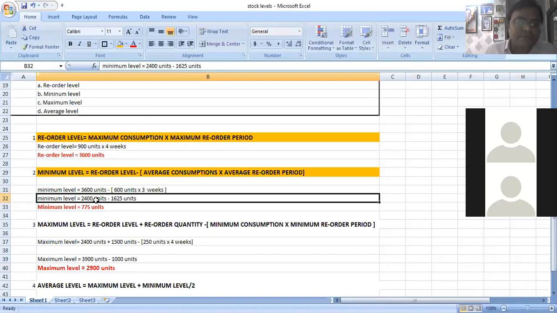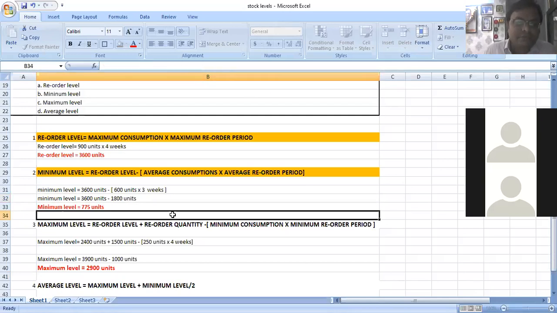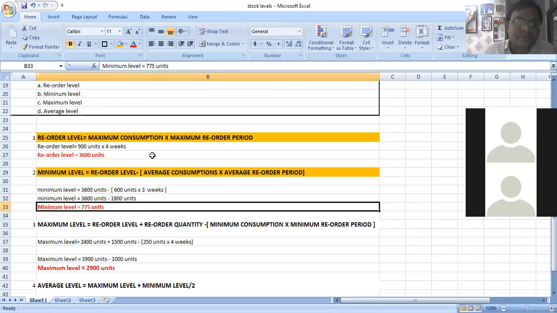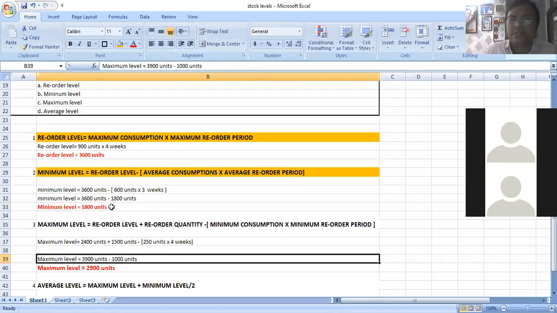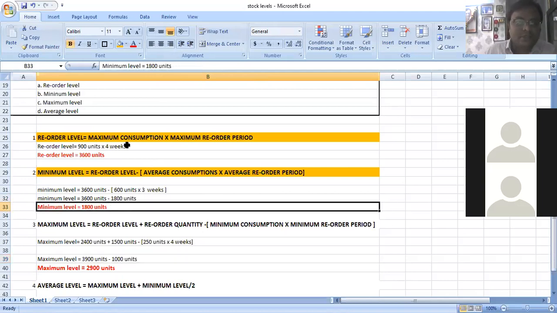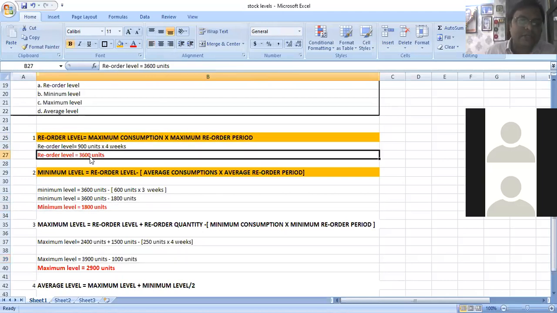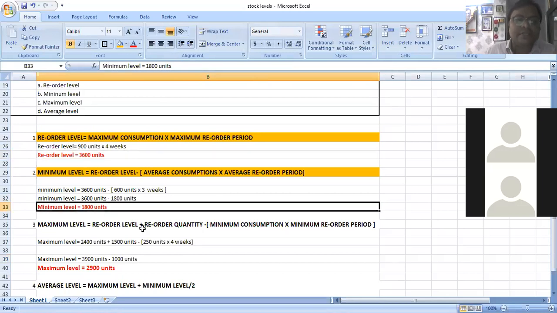So this comes to minimum level. How much does it come to, student? 3,600 units. 600 into 3, that is 1,800 units. Therefore, your minimum level comes to 1,800 units. So reorder level 3,600 units, minimum level 1,800 units.